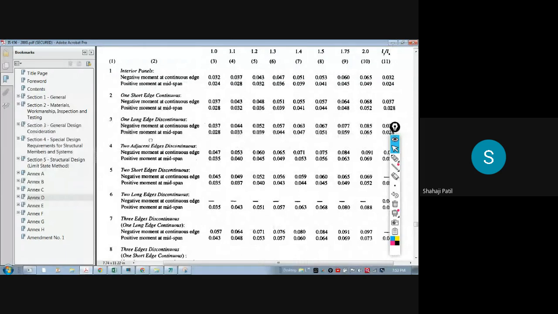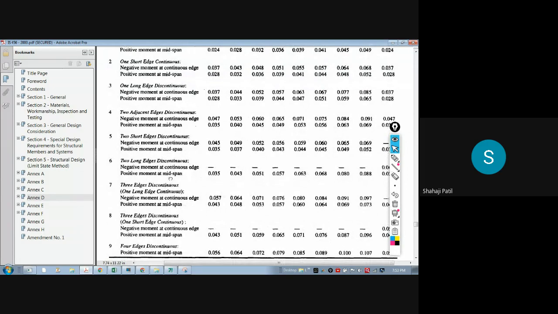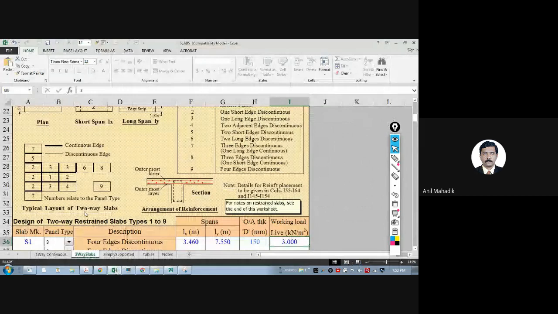Serial number 5. So serial 5 is saying two short edges discontinuous. Actually, in our case, only one short edge is discontinuous. The three-edge one. Now let's see serial number 8. Serial number 8, can you find this case? See, this dark color is the continuous edge, and this is the discontinuous. Do you find this anywhere here?